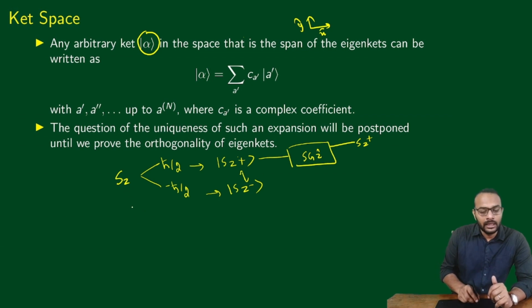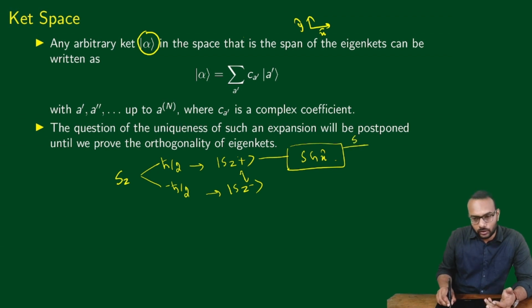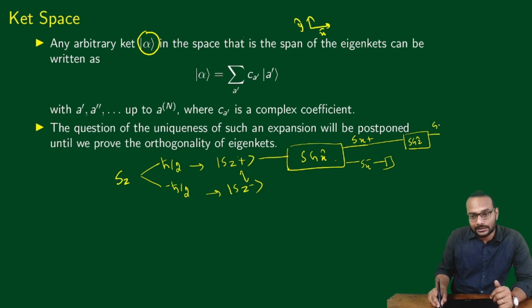Now, what happens if you pass this through an SG x-hat apparatus? We saw that you'll get two outputs again, corresponding to Sx plus and Sx minus. This was the experiment that we carried out earlier. Now if I block this and again pass it through an SG z-hat apparatus, you see that you get Sz plus and Sz minus atoms.